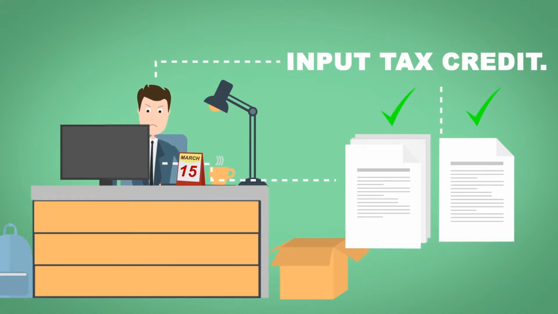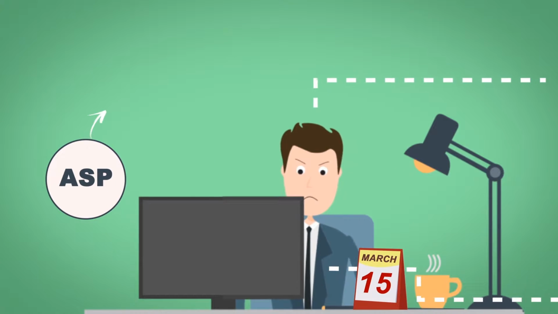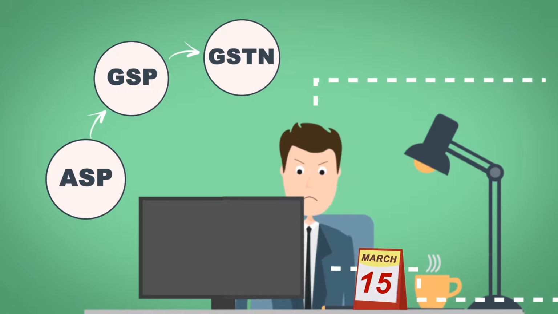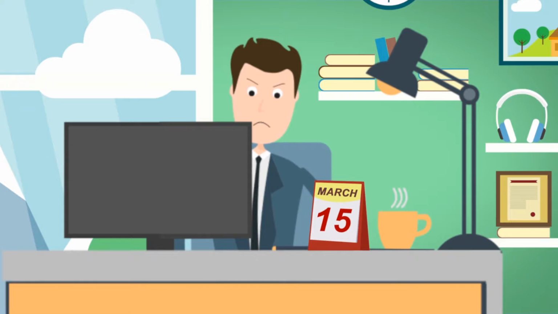Lokesh's department uses an ASP, that is Application Service Provider, and a GSP, GST Suvidha Provider, which automates the GST filing process considerably. But this alone does not resolve all his challenges. Any discrepancy between the uploaded details of suppliers has to be reconciled through a lengthy and manual process.